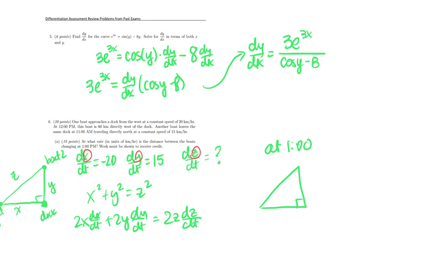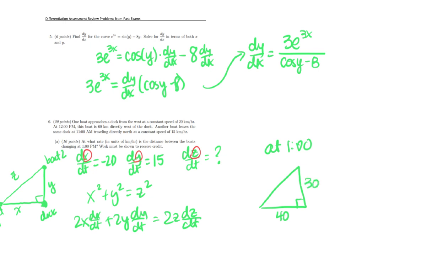At noon, boat 1 is 60 kilometers from the dock, but it's moving towards the dock at a speed of 20 kilometers per hour. So after 1 hour, it will have gone 20 kilometers, which means the distance is now 60 minus 20, which is 40 kilometers. And then boat 2 left the dock at 11 and is traveling at 15 kilometers per hour. So at 1 o'clock, it's been traveling for 2 hours, and so it's gone 30 miles.